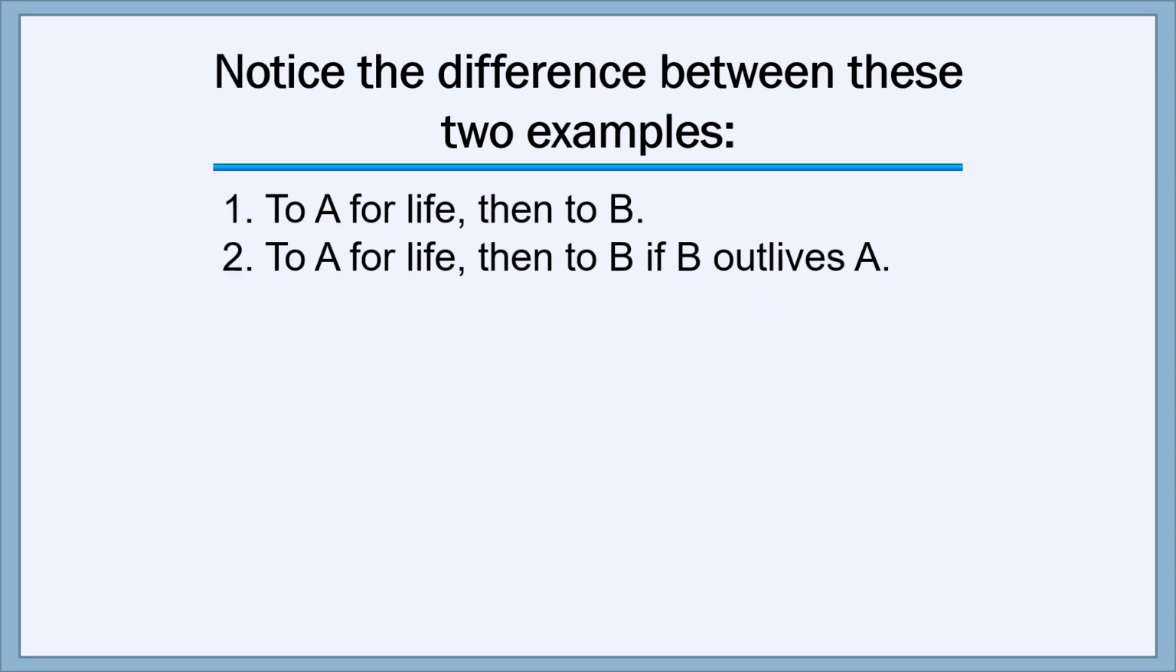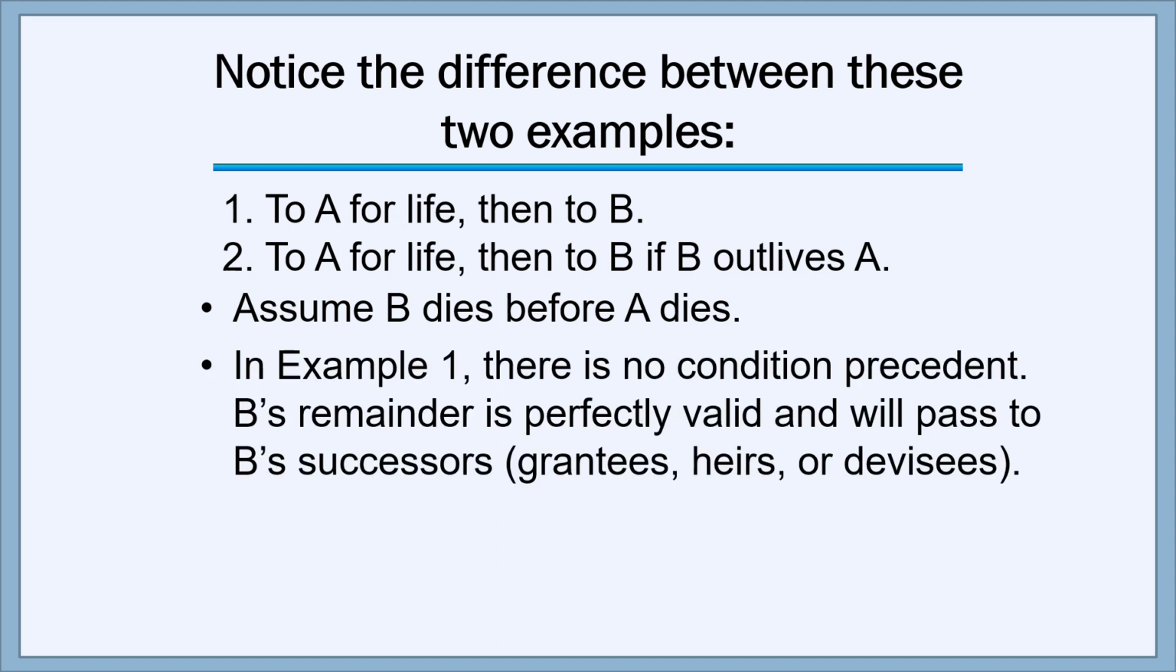Now I want you to notice the difference between these two examples. They seem very similar, but they're completely different. To A for life, then to B, and to A for life, then to B if B outlives A. You'll notice that in the first example, there is no condition precedent on B's remainder. So if B dies before A does, that doesn't affect the validity of B's remainder in the slightest. There's no condition precedent. B's remainder is perfectly valid. It will pass to B's successors, B's grantees, heirs, or devisees, depending on what B does with the property before death or when B dies, but the remainder is still perfectly good. Whoever receives the remainder from B will take possession when A dies.